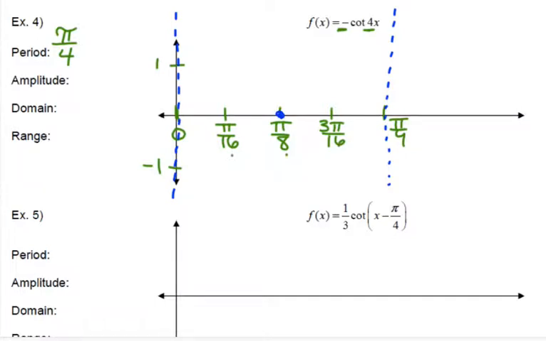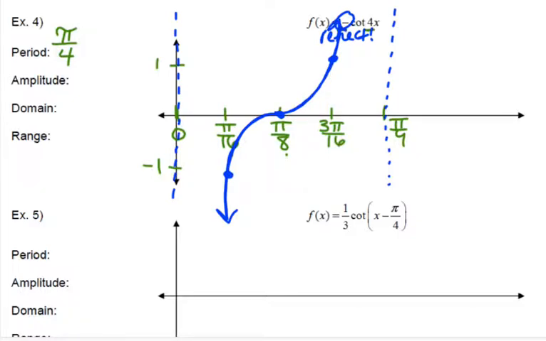And then my last graph went up to the left and down to the right. Because there is a negative here, it needs to reflect. So instead of going up to the left, it's going to go down to the left. Instead of going down on the right, it's going to go up to the right. So that's what a negative will do. It'll make it reflect again, across that x-axis. And there's my cotangent graph.